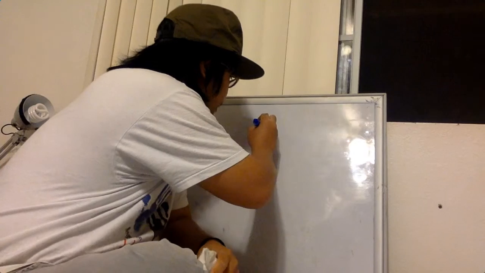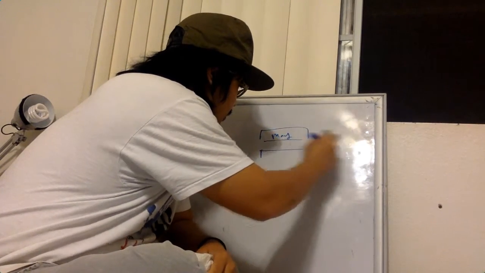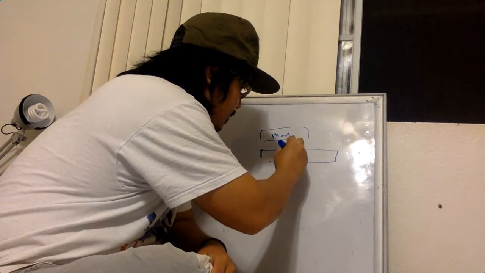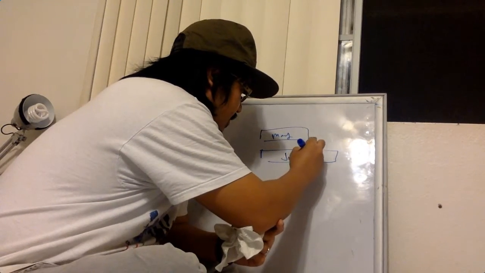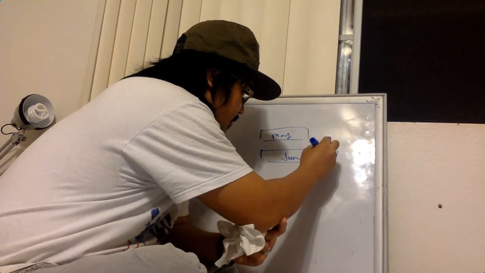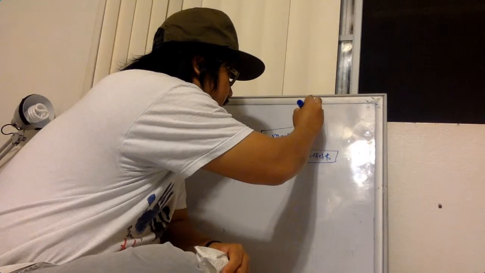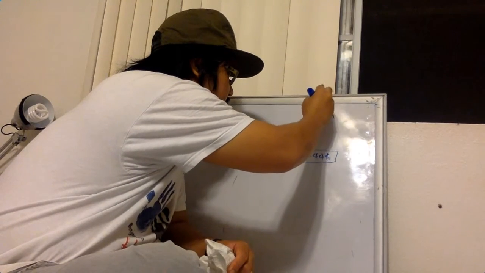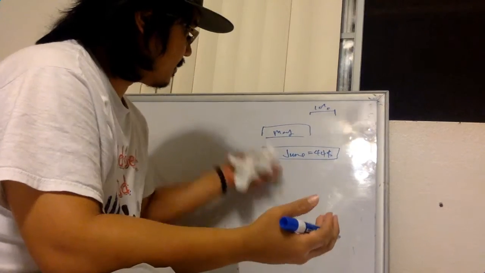So in May, he saved this much. In June, he saved this much. And I can tell you exactly how much he saved. He saved $44. And apparently, as far as percentages go, this is 10% more. So how much is in May?